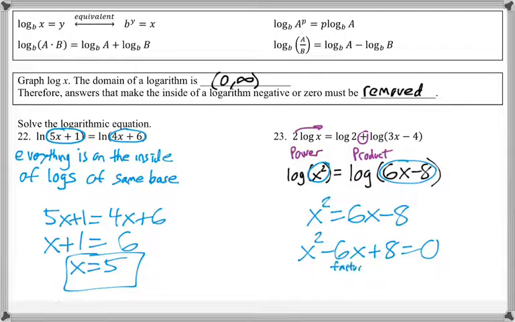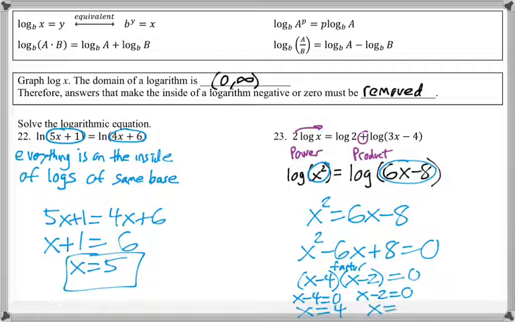And then I want to factor. So this is x minus 4 times x minus 2 is equal to 0. And then set x minus 4 equal to 0, x minus 2 is equal to 0. So x is equal to 4 and x is equal to 2.